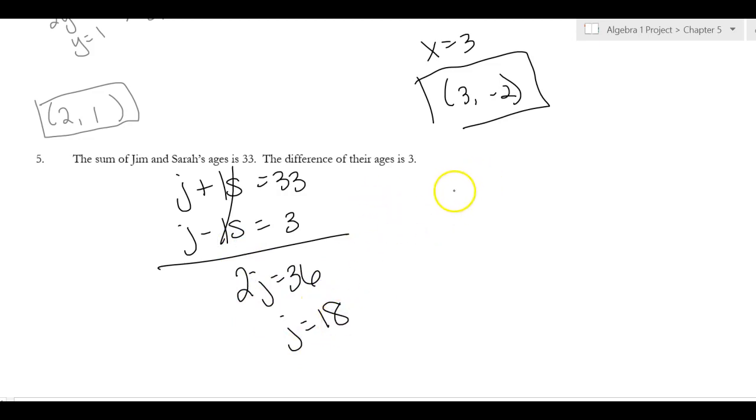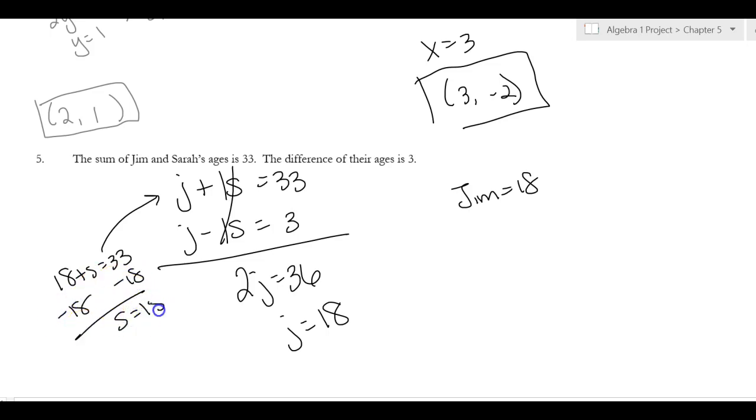So if j is 18, if Jim is 18, I plug it in here. 18 minus s is, oh, I don't want to do that one, right? Because that's a minus. It's going to give me more work. Let me undo. Let's do this one. So 18 plus s is 33. And I minus 18 on both sides. So Sarah is 15.